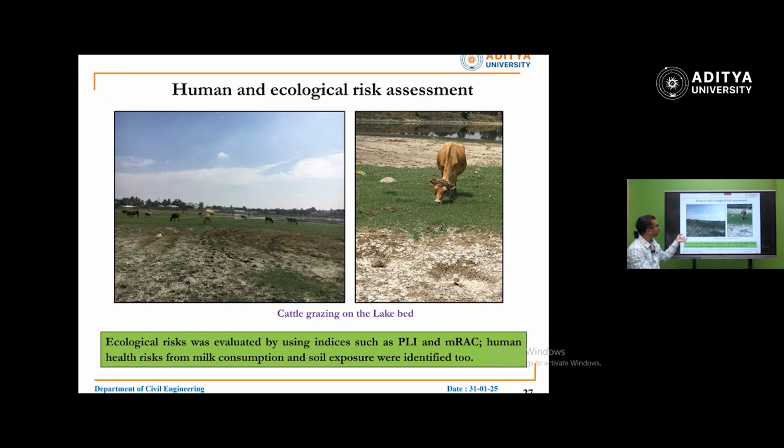In risk assessment, you might have noticed in this figure particularly, almost more than 20 to 30 cows are grazing in the same lake bed area. There are two villages on both sides of the lake, and most of the villagers are farmers. So they have cattle, and they generally send the cattle for feeding on this lake. That means throughout their lifetime, these cattle will be consuming contaminated forage and drinking contaminated water. And that milk is getting consumed by humans, and it is getting circulated also. So now we are going to identify the risk to the environment as well as to the humans.